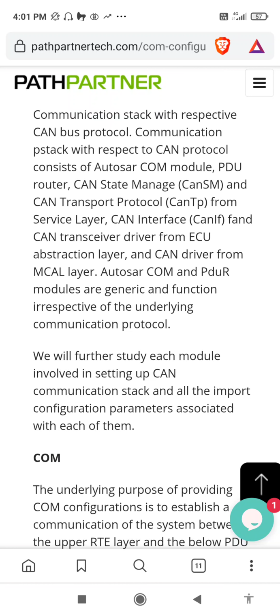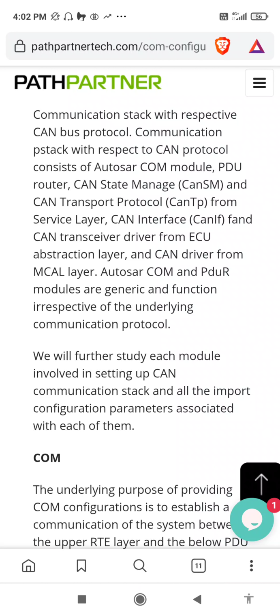We will further study each module involved in setting up the CAN communication stack and all the important configuration parameters associated with each of them. COM. The underlying purpose of providing COM configurations is to establish a communication of the system between the upper RTE layer and the below PDU router irrespective of communication protocol.